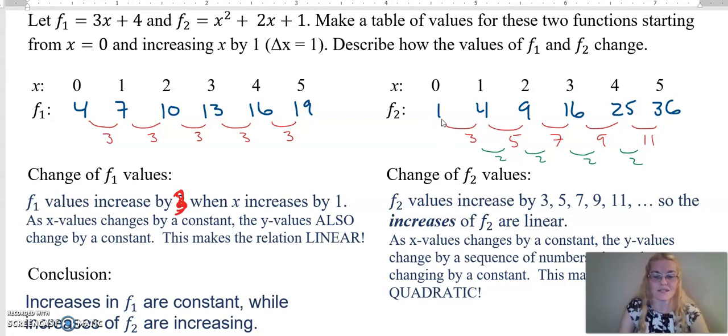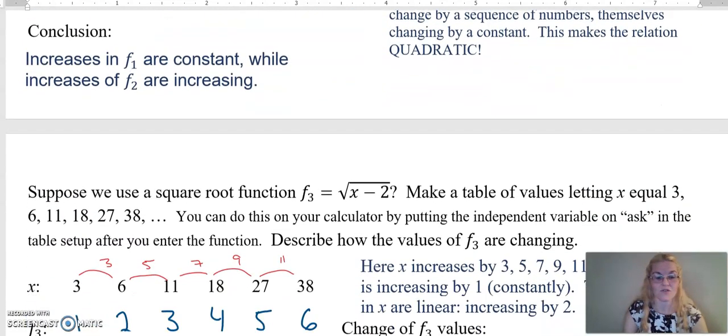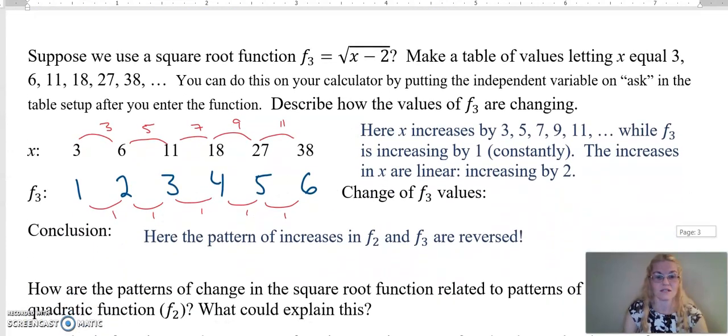If you happen to say, oh, 1, 4, 9, 16, 25, 36, those are all perfect squares, so it has to be quadratic, that's not always going to necessarily be the values that you see. And we'll see that in our last example here. But moral of the story, increases in F1 are constant, while increases in F2 are increasing, and they're increasing in a linear way.